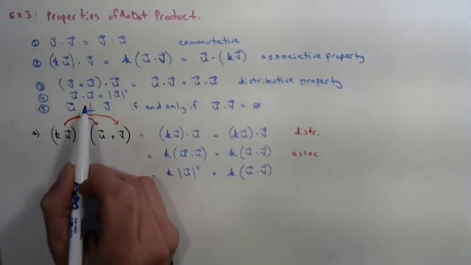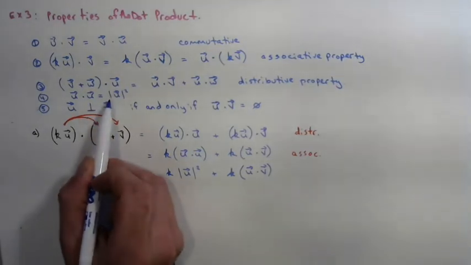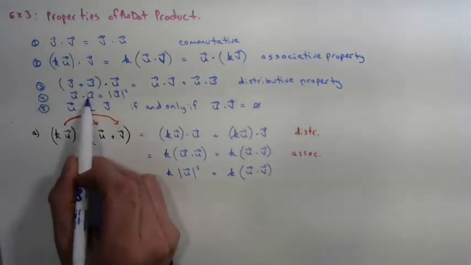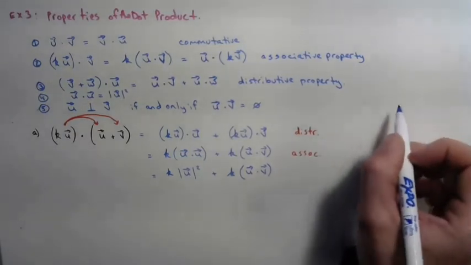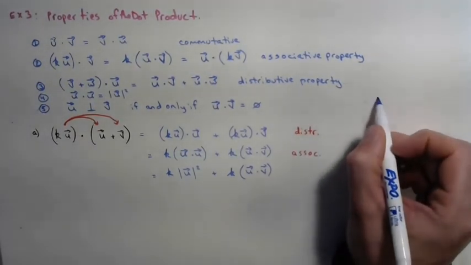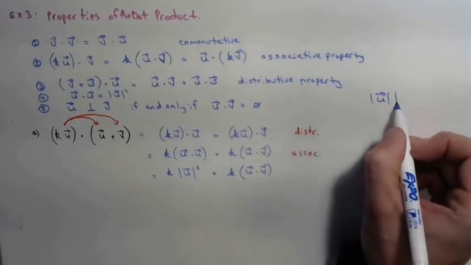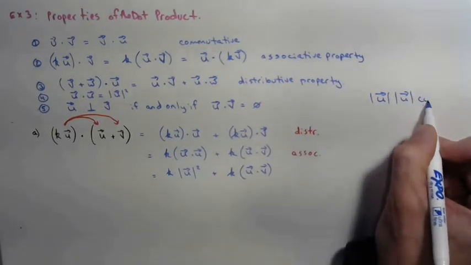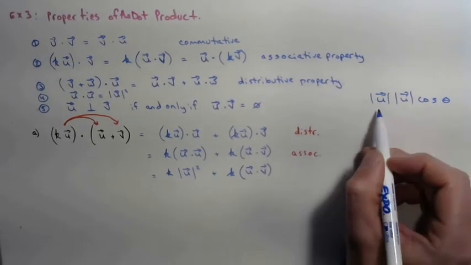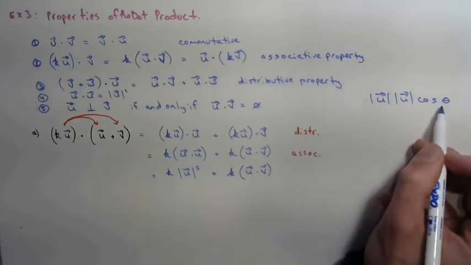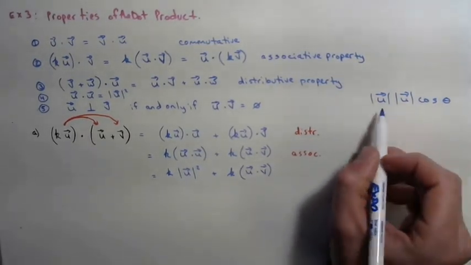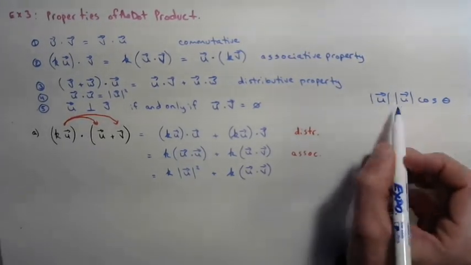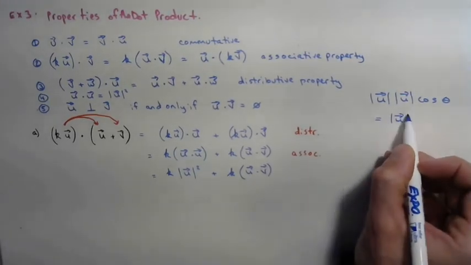Again, that's because you can totally disregard the angle in between them. So what you would be ending up with is, normally it would look like this, right? But the angle between them is 0. Cosine of 0 is 1. So you would just end up with the magnitude of u times the magnitude of u, which is the magnitude of u squared.